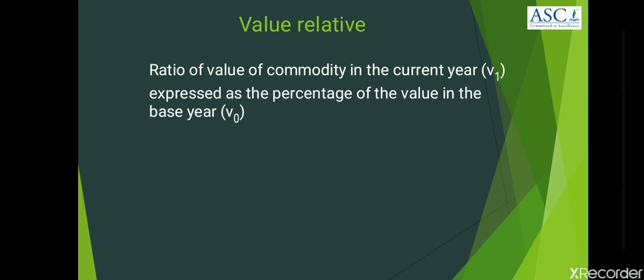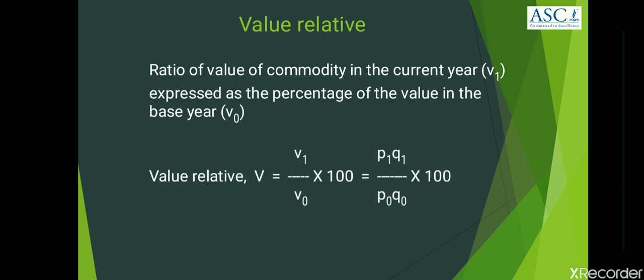Value relative. The definition: value relative is the ratio of value of commodity in the current year expressed as the percentage of the value in the base year. And the formula is value relative represented by capital V is equal to V1 by V0 into 100, which is equal to P1 into Q1 divided by P0 into Q0 multiplied by 100. And this completes the first session.